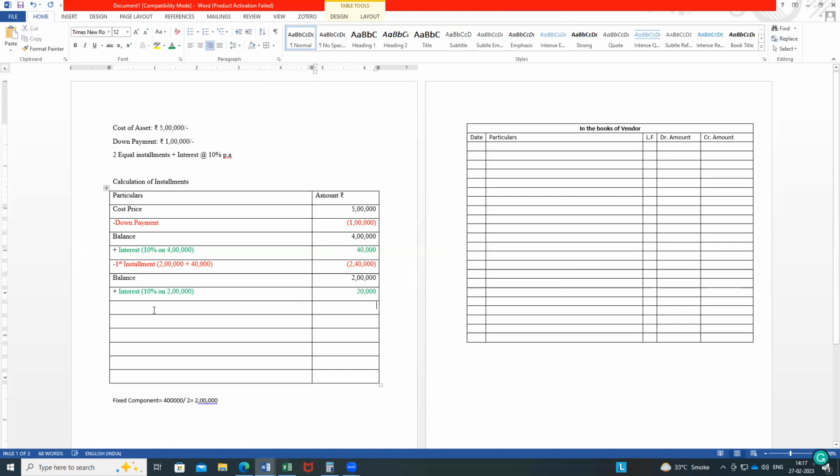Okay. Now the next is the installment. Now this is the second installment that we need to pay. The buyer will pay and the vendor will receive. Now this is the second installment, not the first. Okay. The second installment है. And what is the amount? Fixed component to pay करना है. Fixed component हमने यहाँ से calculate किया, which is 2 lakh, plus interest, which is 20,000, which will make it 2 lakh 20,000.